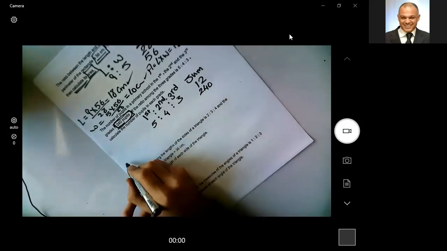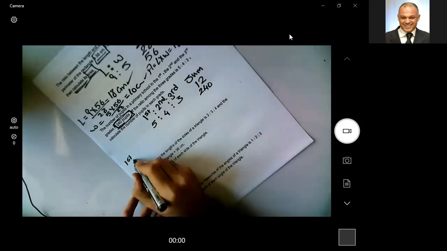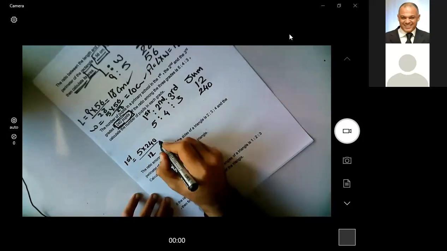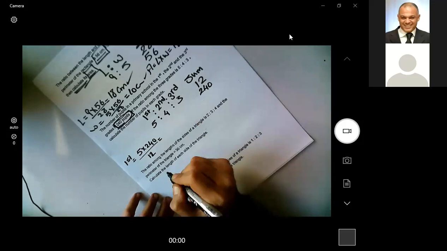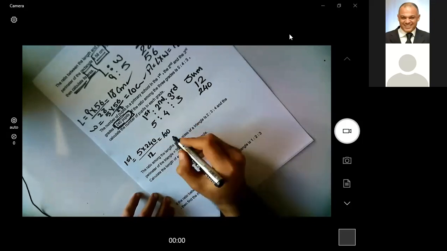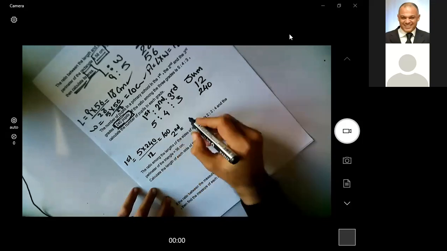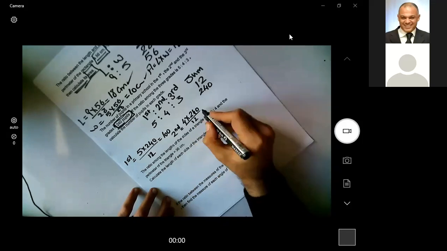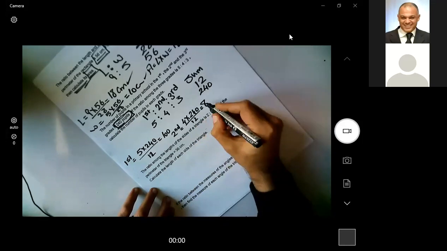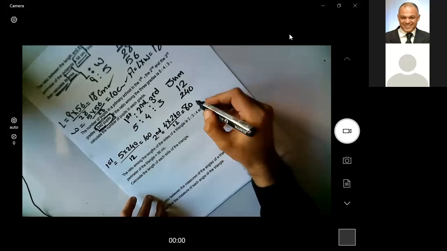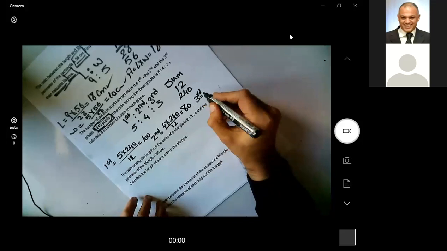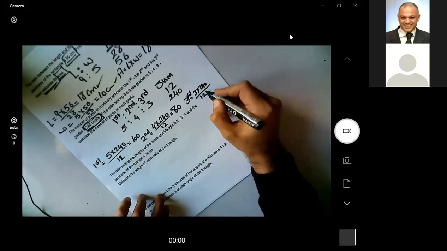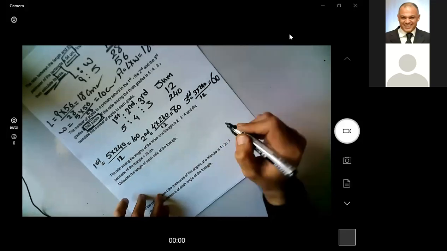240. First grade will be 5 times 240 over 12, equals 100. The second grade equals 4 times 240 over 12, which equals 80. And the third grade will be 3 times 240 over 12, which will be 60 students.